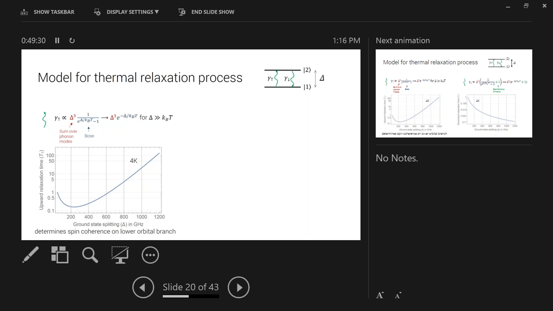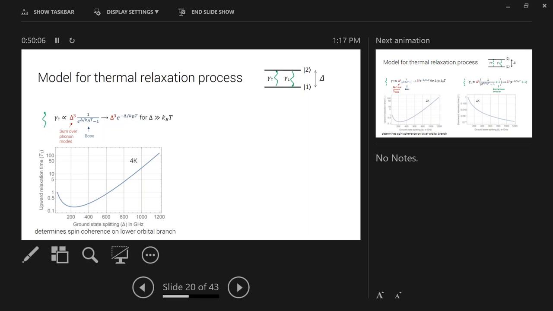One is your Bose distribution for the thermal excitations that it can couple to. This is what you expect. And that's what I was talking about earlier. But in addition to that, you also have this delta cubed term that appears before, which corresponds to the density of states of phonon modes in the lattice. So if you increase the energy splitting, you're going to exponentially deplete the thermal excitations that can couple to your defect, but you're also going to increase the number of modes that exist for it to couple to. All right? So there's sort of a trade-off.